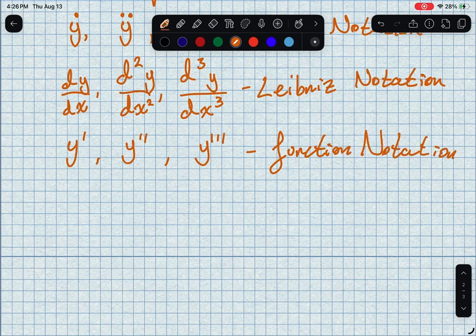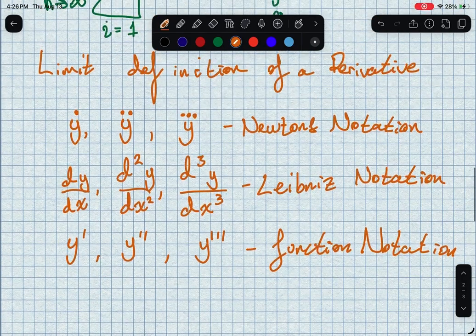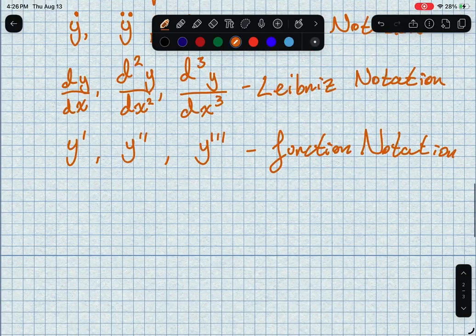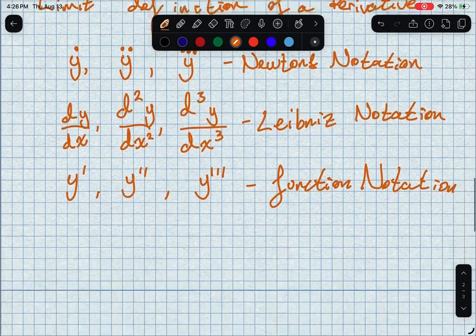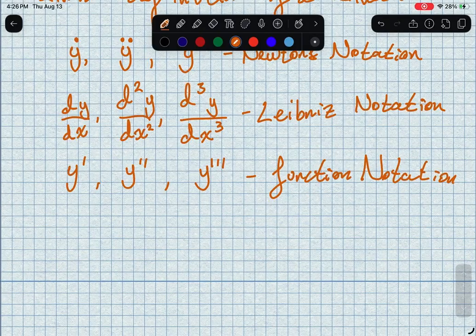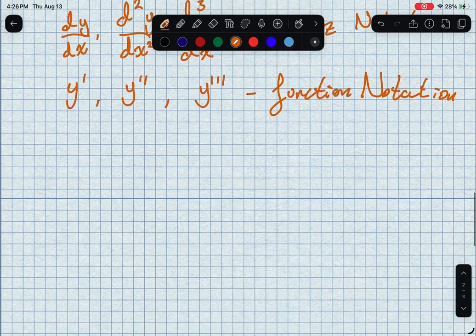We won't be using Newton's notation in any of my videos because it sucks a lot. I don't like it. For higher order derivatives, like a 5th order derivative, I'm not going to draw 5 dots above an f of x because that's a waste of time. The main one I'm going to focus on is Leibniz notation, because Leibniz is cooler than Newton.